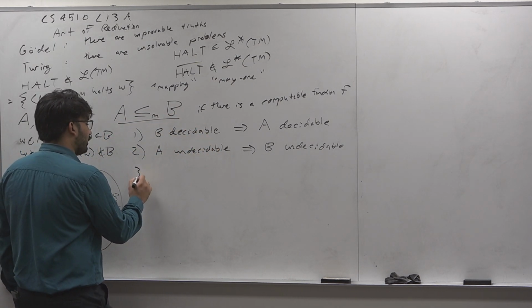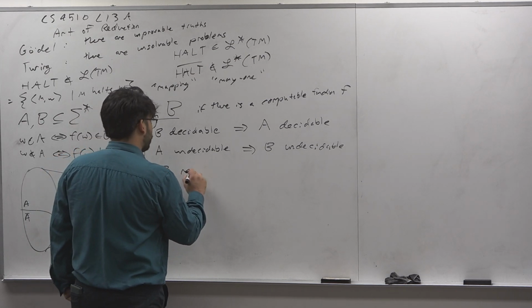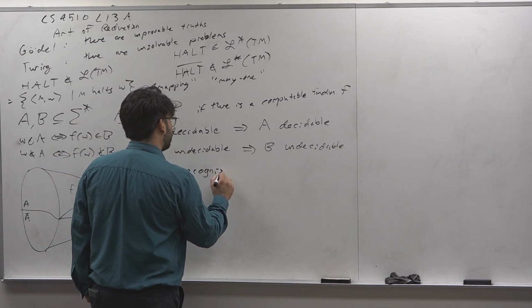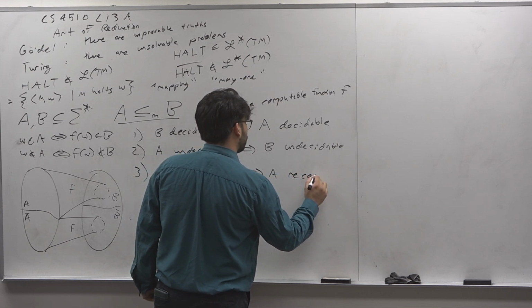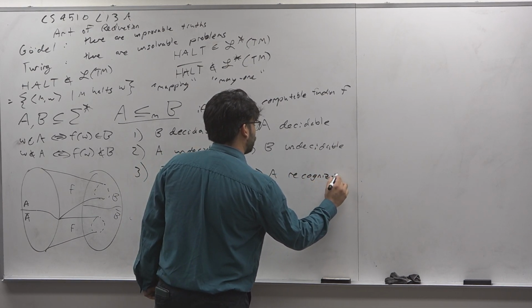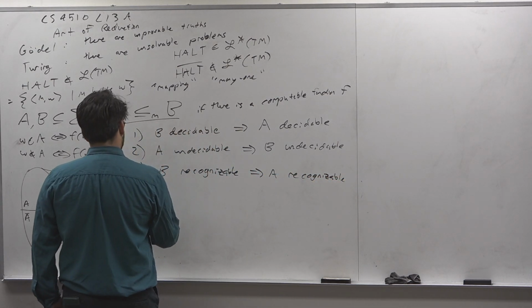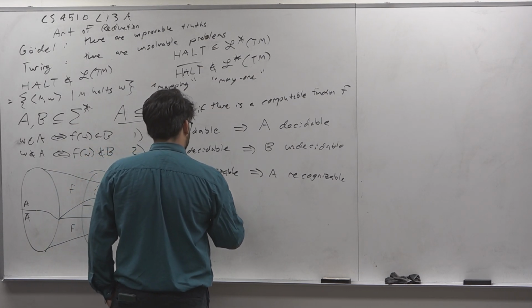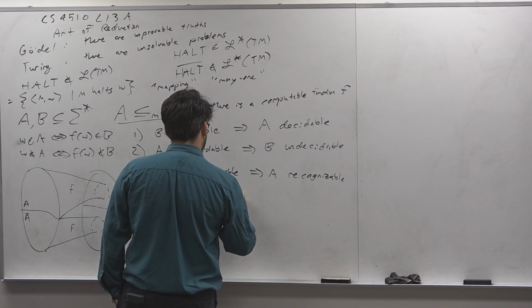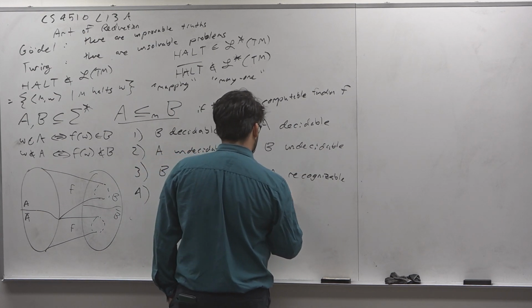And by a similar argument, if B is recognizable, in some sense half decidable, then A is recognizable. And 4, if A is unrecognizable, and since there is not even a half decider for it, then it must be that B is unrecognizable.